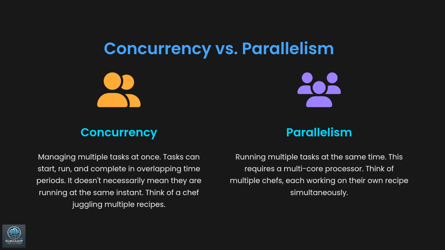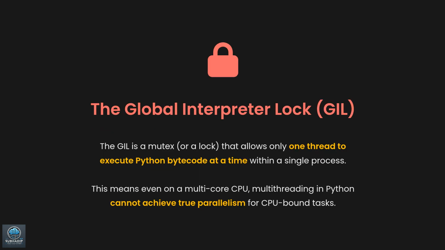First, let's clarify two key concepts: concurrency and parallelism. Concurrency is about managing multiple tasks at once, like a chef juggling different steps of a recipe. Parallelism is about running multiple tasks at the exact same time, which requires multiple chefs, or in our case, multiple CPU cores. Now, let's talk about a crucial concept in Python concurrency: the Global Interpreter Lock, or GIL.